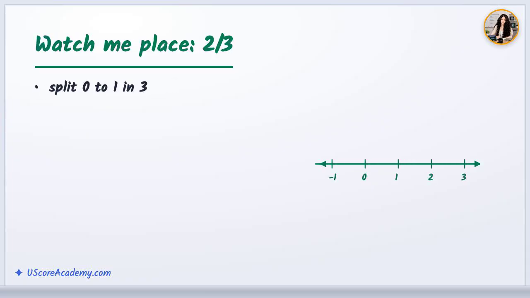Let's place 2/3. Split the space from 0 to 1 into 3 equal parts. Now count 2 jumps from 0. You land on the second mark, which is 2/3.